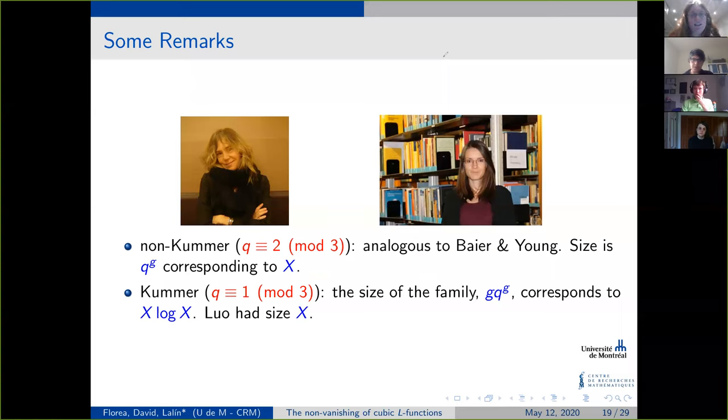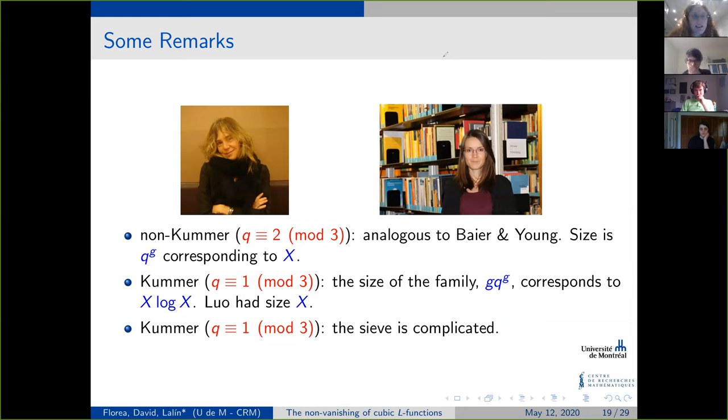For the Kummer case, we don't have anything to compare to because Luo's result was kind of restricted. So it was a restricted family. So what we get is g times q to the g, and this is like x times log of x, which is sort of the order of the number of characters. So it's good news, okay? But we cannot compare.